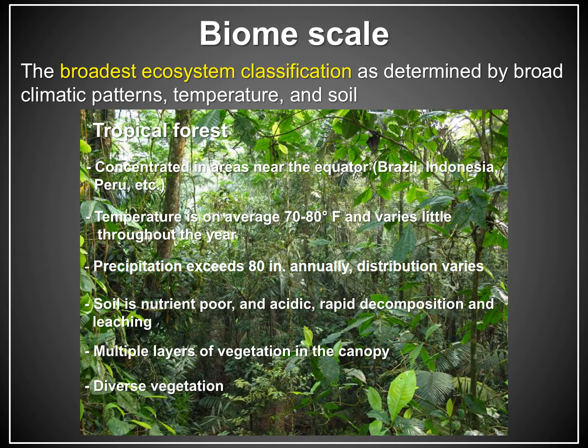Tropical forests are concentrated along the equator in areas like Brazil, Indonesia, and Peru for climatic reasons that we're going to examine in a moment. Here, temperatures vary very little, remaining warm throughout the year. In addition, precipitation exceeds 80 inches annually. The distribution of that precipitation throughout the year varies locally.